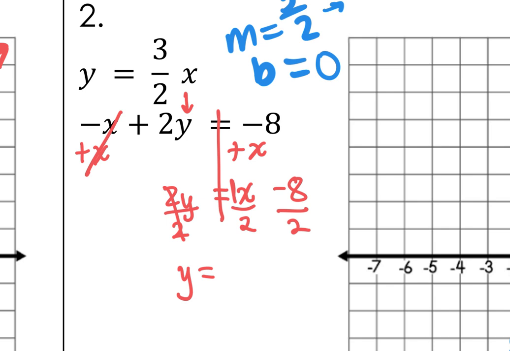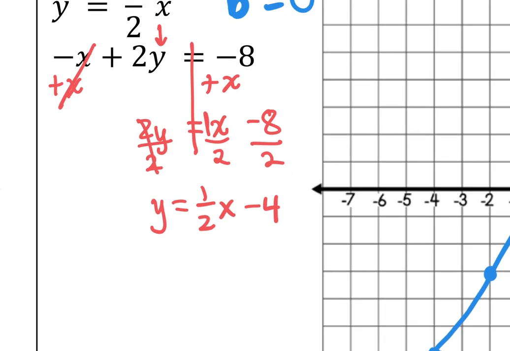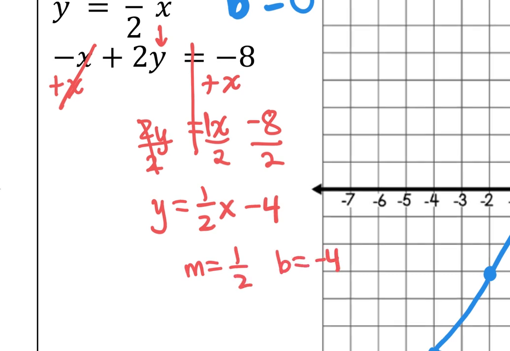And when I divide everything by that 2, y equals, well, what's 1 divided by 2? Yep, which is what as a fraction? Yep, so we got 1/2 x, good job. And then negative 8 divided by 2 is negative 4. So now our equation is in that y equals mx plus b form, where the slope is 1 over 2, and then b is negative 4.